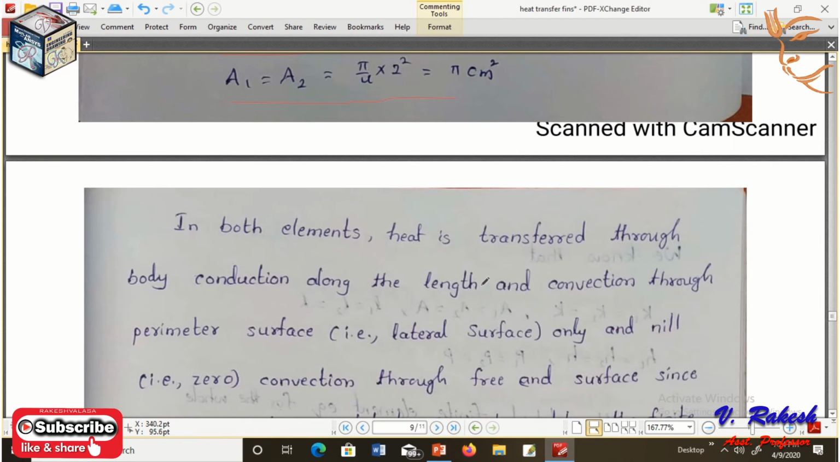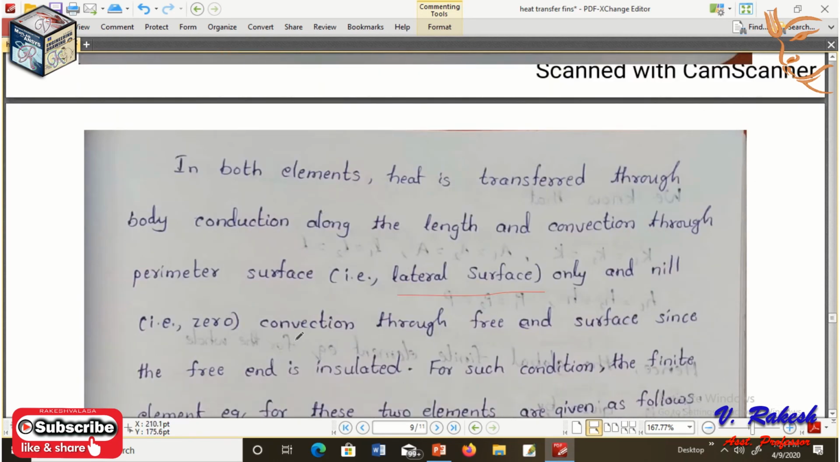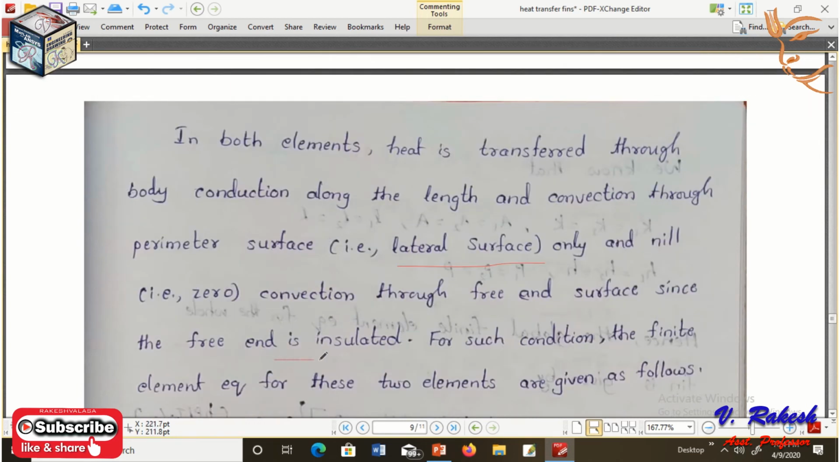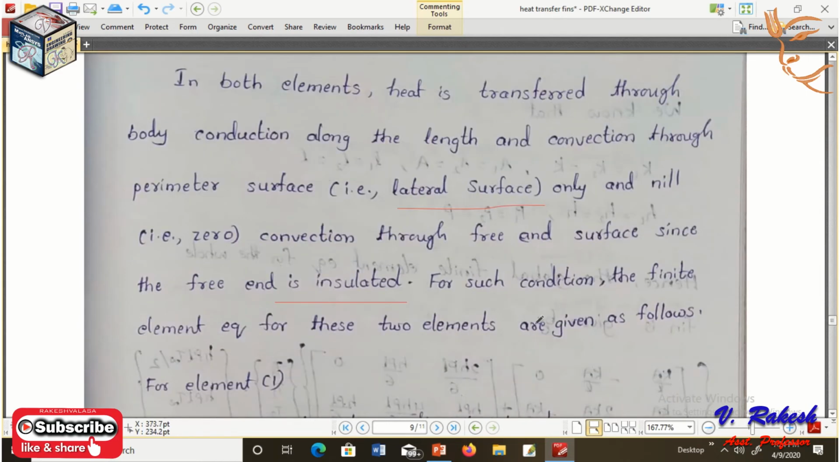In both elements, heat is transferred through conduction along the length and convection through the perimeter surface, that is lateral surface, and convection through free end surface, since the free end is insulated. For such condition, the finite element equation for these two elements are given as follows.